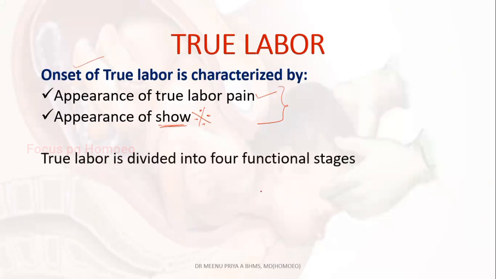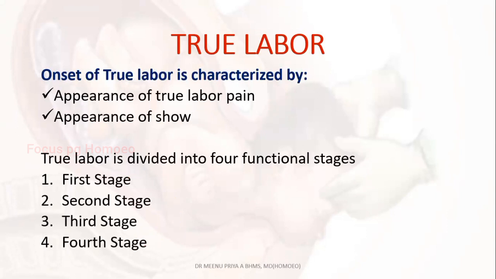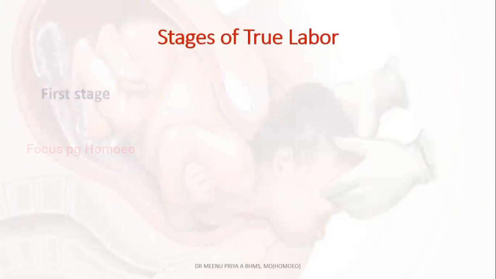Now, true labor is divided into four functional stages. Remember, functional stages. They are the first stage, second stage, third stage, and fourth stage. These are the four functional stages, and for each stage we will see what the changes are. The main points have been covered from the point of view of competitive examinations. So, the stages of true labor.